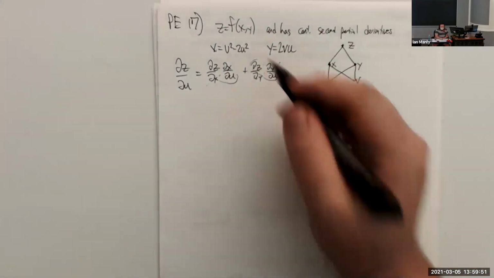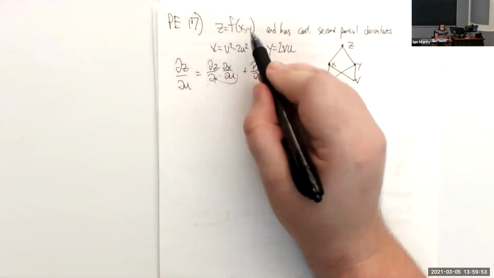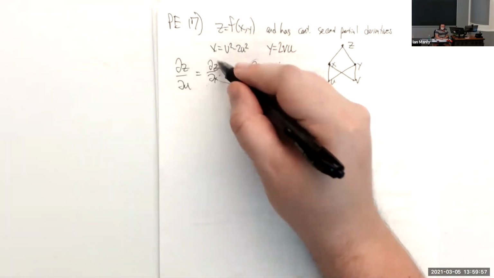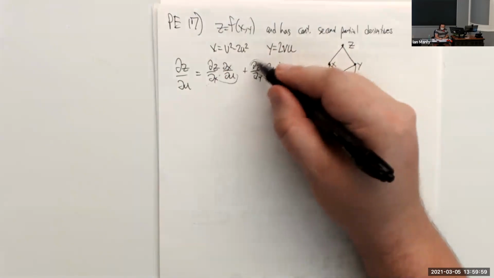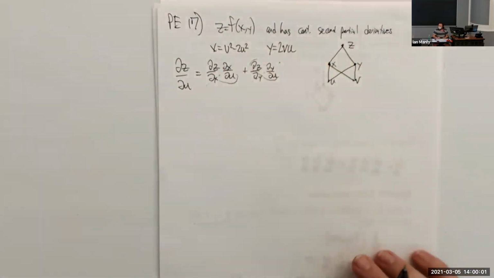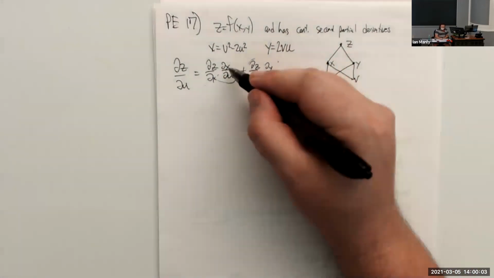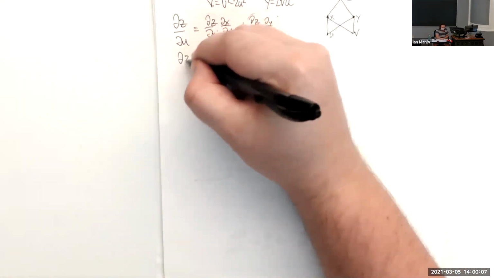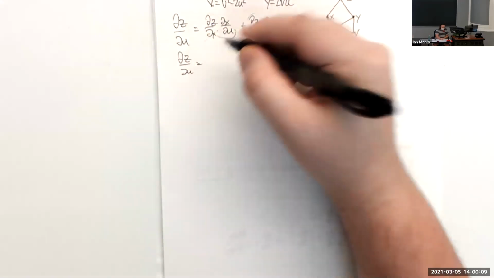All right, now they didn't give us anything with f here, right? They didn't tell us what type of function it is. So we're kind of just stuck with partial z, partial x, and partial z, partial y. Those are just going to be there. What we can figure out is partial x, partial u, and partial y, partial u. Okay, so let's see what we get here.